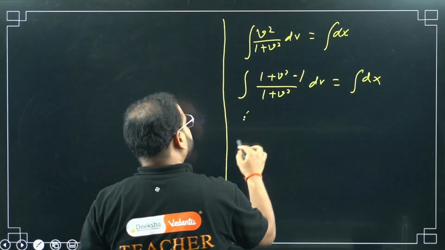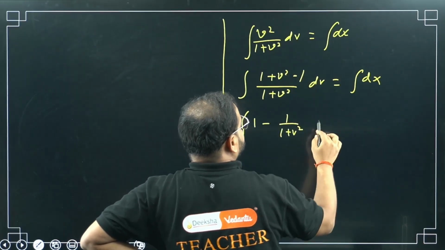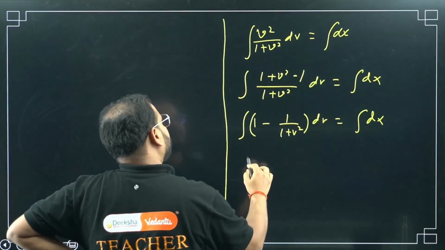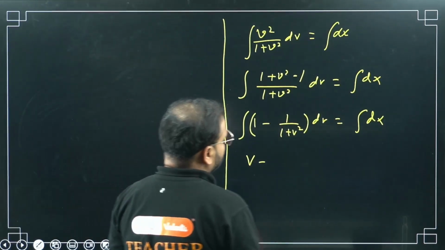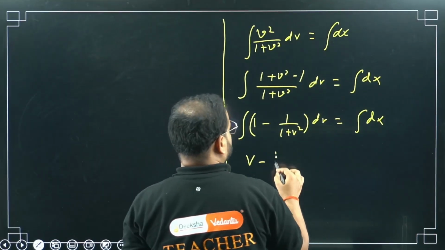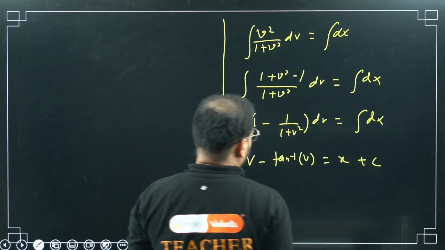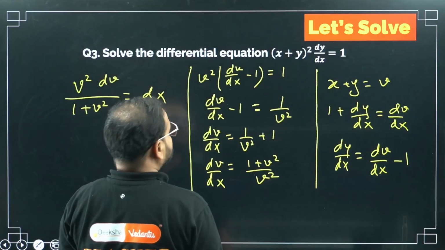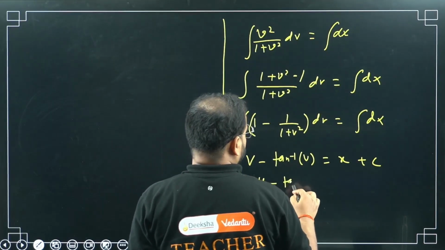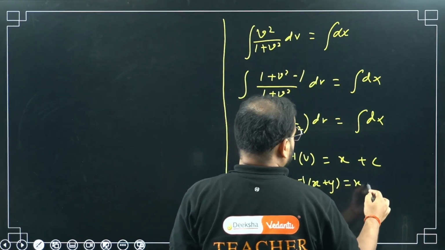So this will become 1 minus 1 upon 1 plus v squared dv, integral of dx. What is the integration of this? For 1 I'll have simply v, and for 1 upon 1 plus v squared, like 1 upon a squared plus x squared, I'll have tan inverse. So v minus tan inverse of v equals x plus c. What is the v value? v value is x plus y. So I can write x plus y minus tan inverse of (x plus y) equals x plus c.